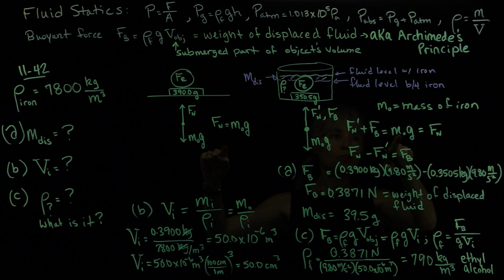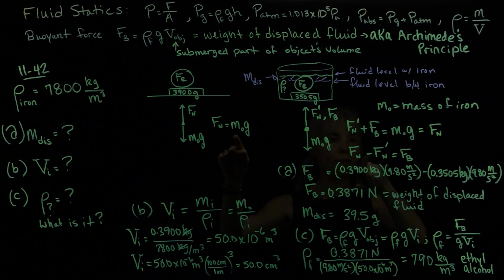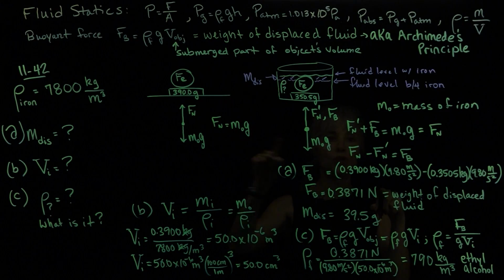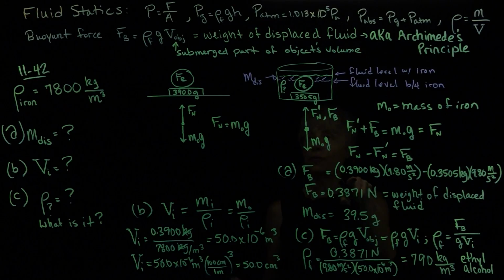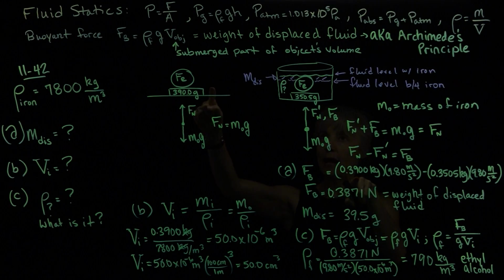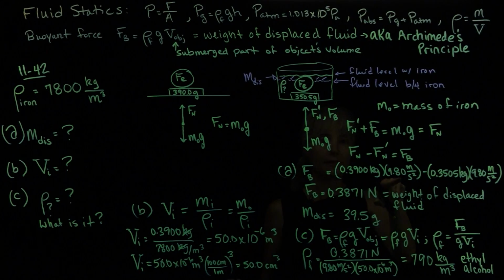So I'm substituting M sub Og as Fn using this equation, and that allows me now to solve for the buoyant force in terms of the difference between the normal force outside of the fluid and the normal force inside of the fluid. So when I plug numbers in and put things in standard units, because these two scale measurements are in grams, I need to multiply by the acceleration due to Earth's gravity. I am able to find a buoyant force, which is the weight of the displaced fluid.